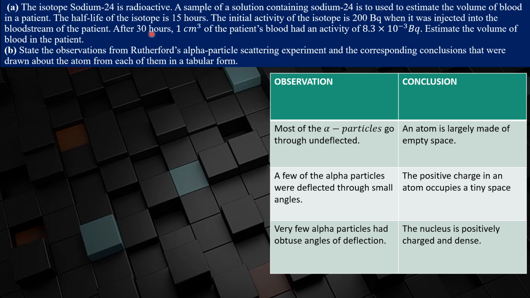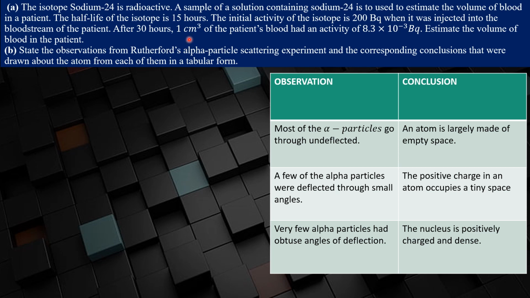Remember that half-life is the time taken for the activity of a radioactive substance to drop to half its original value. So this is the original value before it was injected in your bloodstream. And 30 hours later, which is 2 times the half-life of the sample, the activity must have dropped by a factor of 4. So 200 divided by 4 gives you 50. And so that will be the activity at the moment when the doctor is about to remove 1 cm cube of blood from the patient.